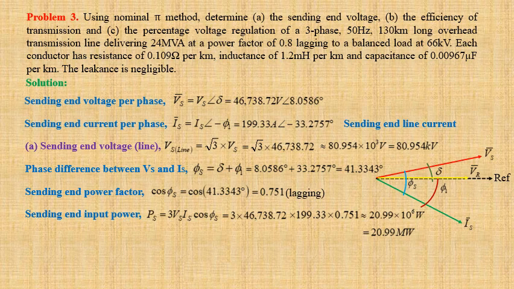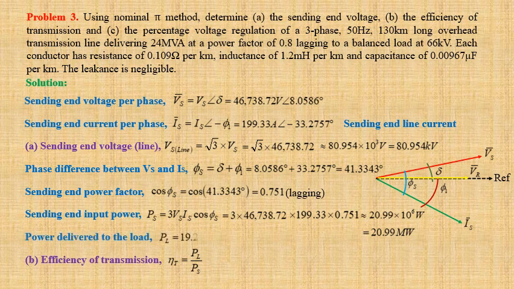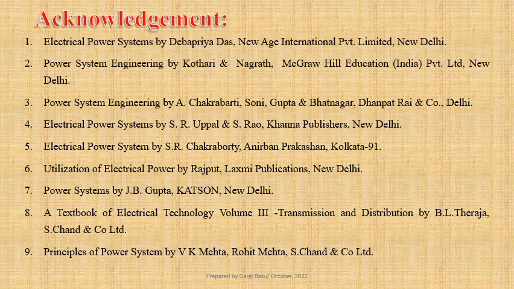Now we shall determine efficiency of transmission. Eta T equals PL divided by PS. We have computed power delivered to the load PL equals 19.2 megawatt. Therefore, eta T equals 19.2 divided by 20.99, which is equal to 0.9147 per unit or 91.47%. So today we have solved one numerical problem on three-phase medium length transmission line.